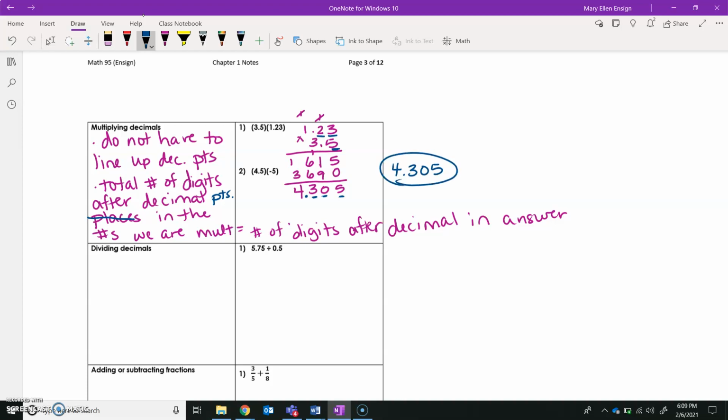Okay, if we look at number 2, we have 4.5 times negative 5. I'm just going to write 5 here when I'm multiplying. If I put the negative, I think it'll make me confused that I'm subtracting. So I'm going to multiply this just like I normally would.